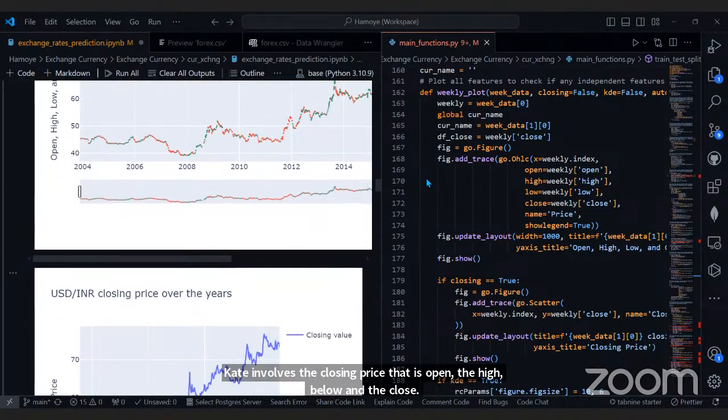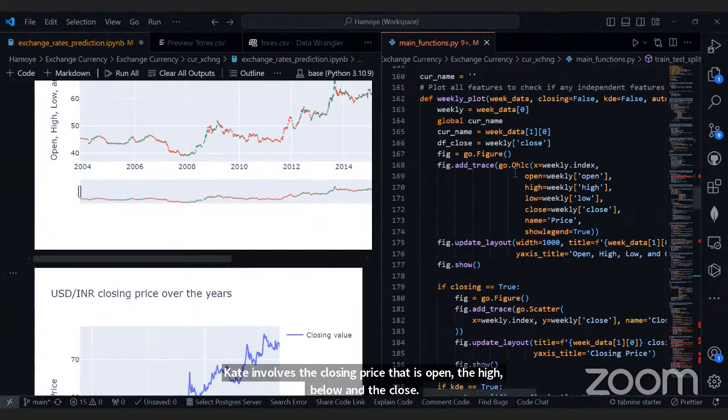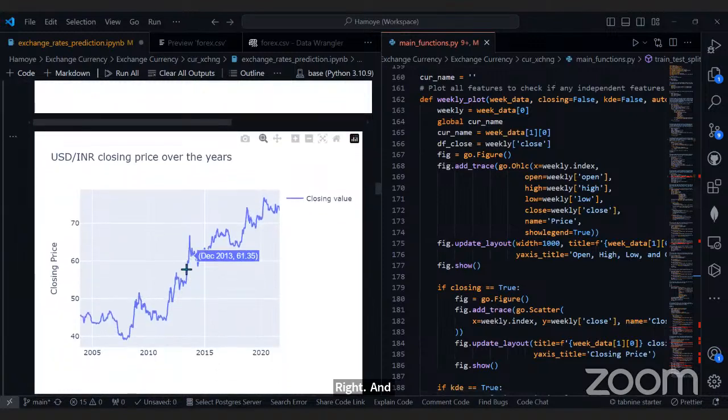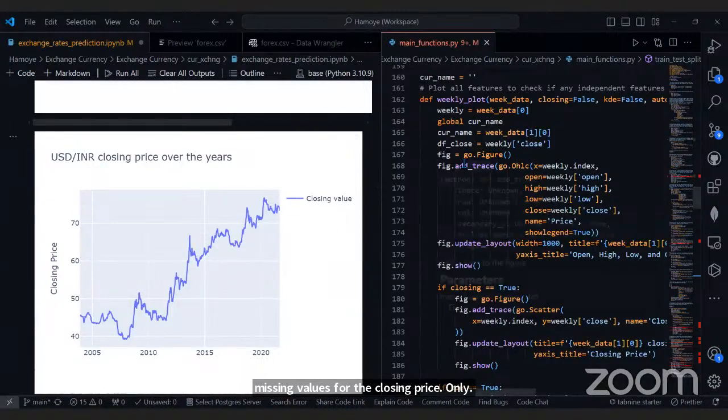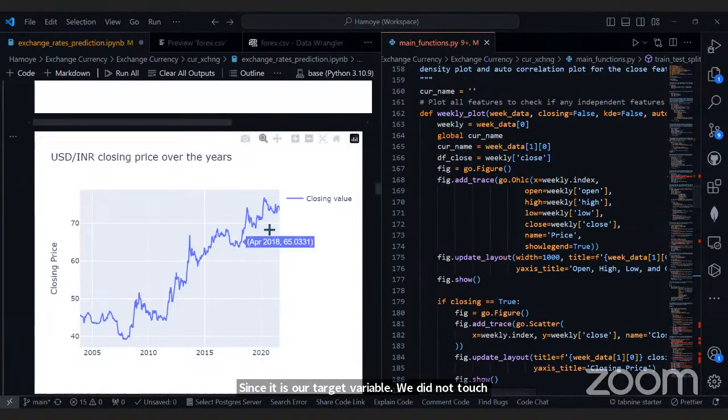Also, just so you know, we actually handled missing values for the closing price only, since it is our target variable. We did not touch anything on the other ones, considering that it's finance data. Not like we can't do anything, but we chose not to touch anything. So this is just the closing price.